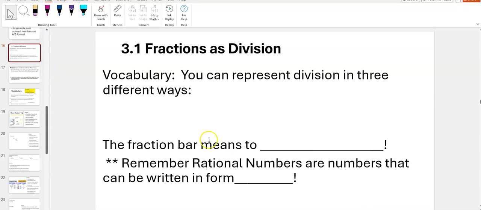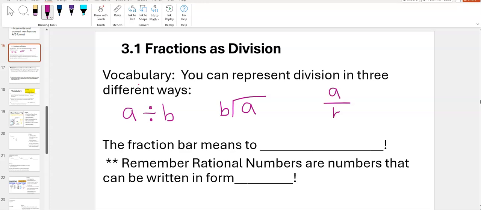Okay, so here is our vocabulary. So the first thing we're going to do is, and so this should be a review lesson. Most of this should be review, but it's stuff we need to know. So the first thing we need to know is that fractions are also considered division. So in elementary school, you have done A divided by B, one number divided by another number with a division sign. You've even done A inside the house and B outside the house with long division. And some of you might know that A over B is also division because that fraction bar right there means to divide.